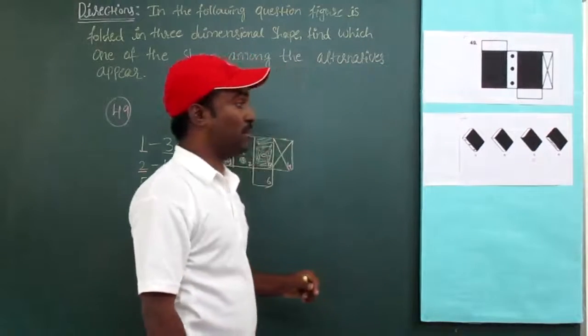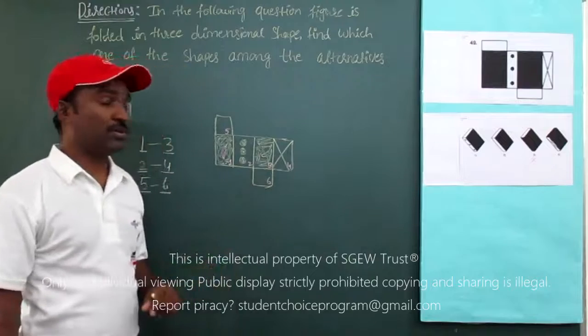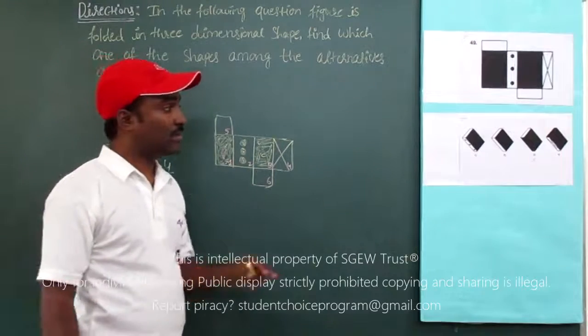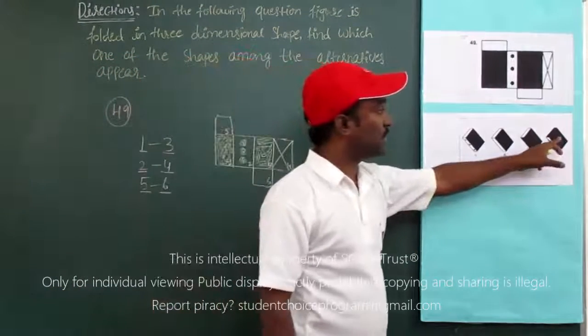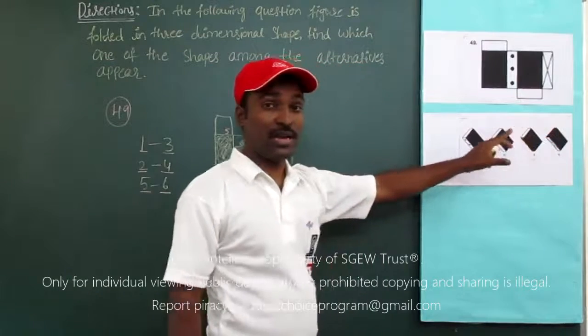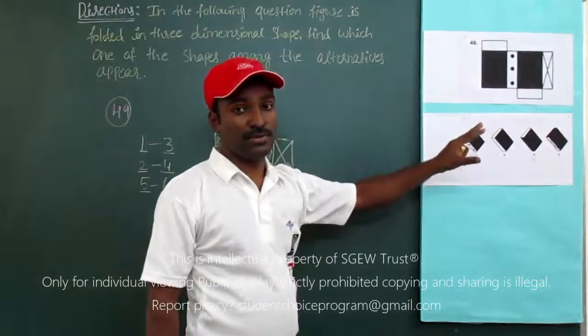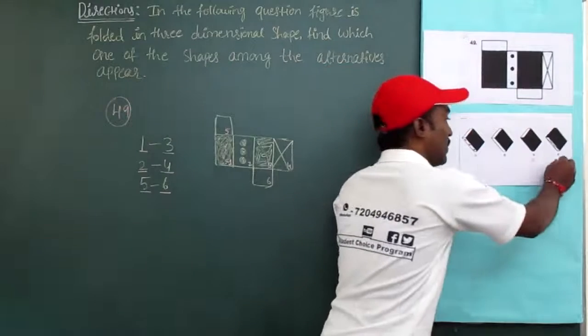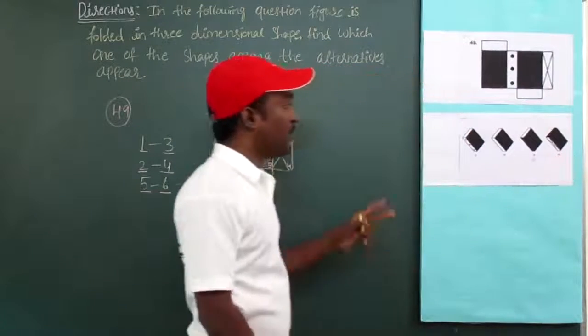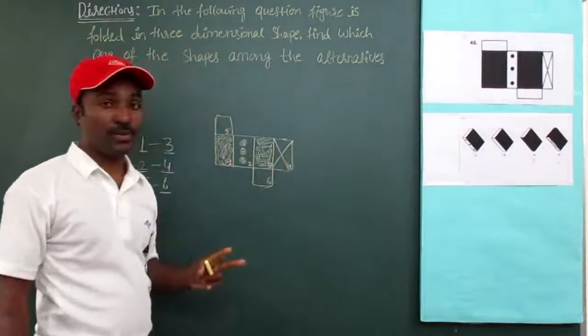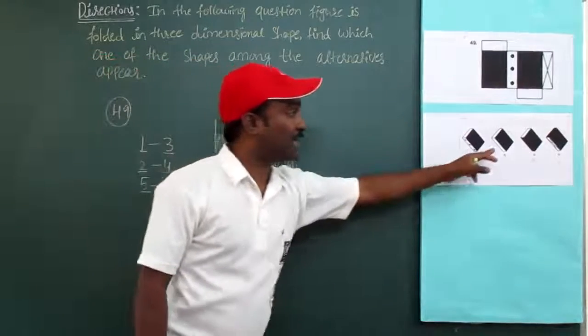One option we eliminated. Now moving to fourth option, you can see that the same colored faces are neighboring faces, but they are exactly opposite faces. So this is also a wrong option. Now we are left with only two options, first and second option.